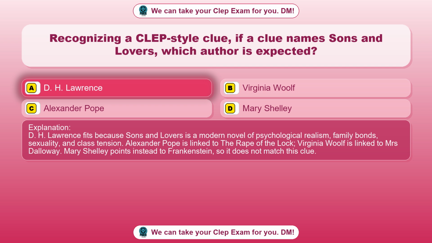Mary Shelley points instead to Frankenstein, so it does not match this clue.